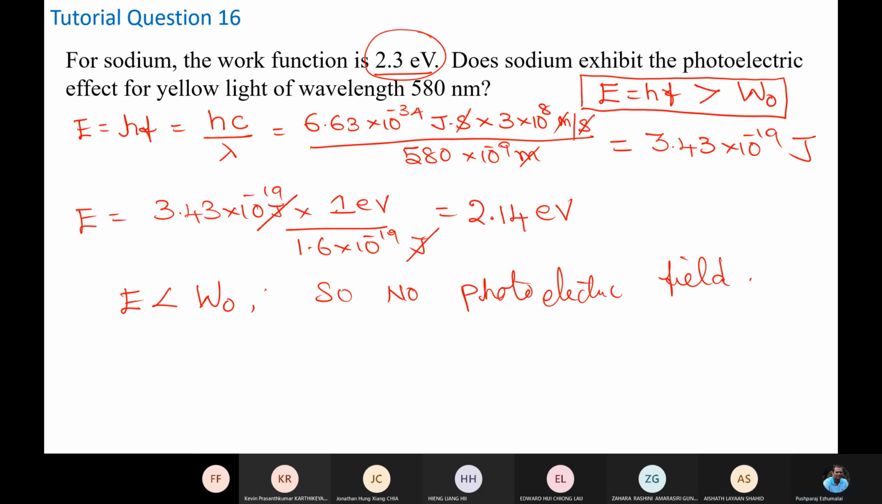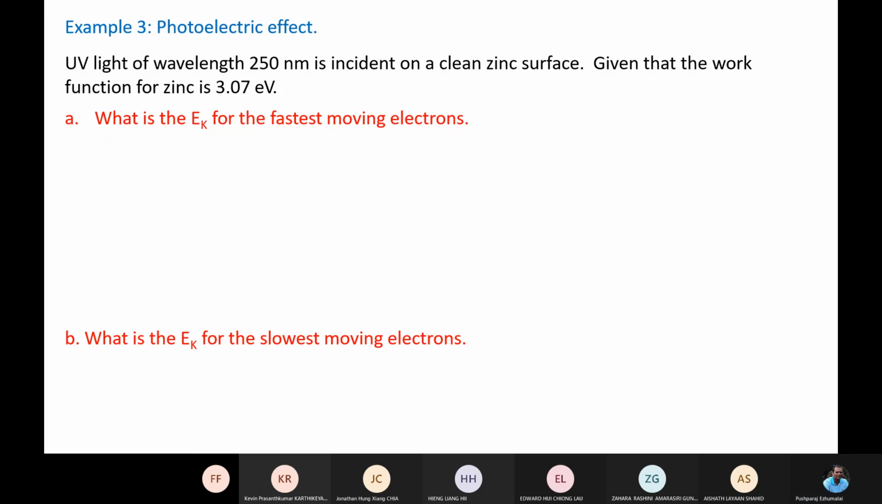Right? Okay. Next problem. UV light of wavelength 250 nanometer is incident on a clean zinc surface. Given that the work function of zinc is 3.07. What is the kinetic energy of the fast moving electron?